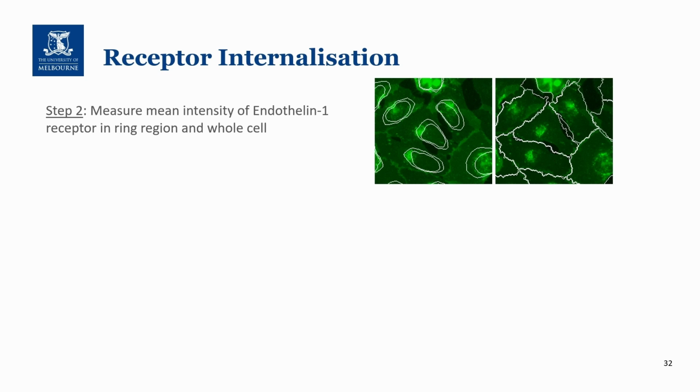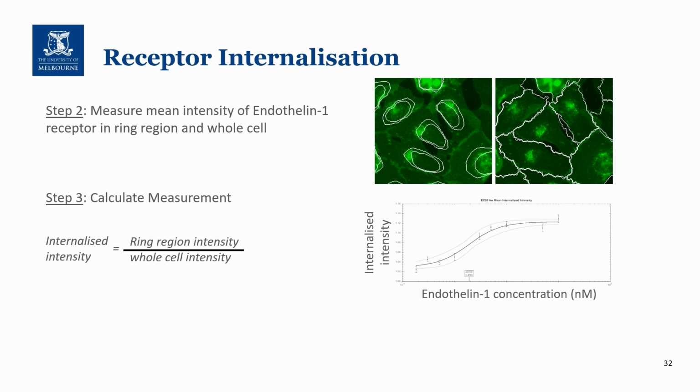In step 2, we're going to use the areas defined in the previous step and measure the mean intensity of endothelin 1 in the perinuclear region and in the whole cell. In step 3, the internalized intensity is going to be calculated by defining a measurement in Harmony where the mean intensity of the endothelin 1 signal in the perinuclear region is divided by the mean intensity in the whole cell.